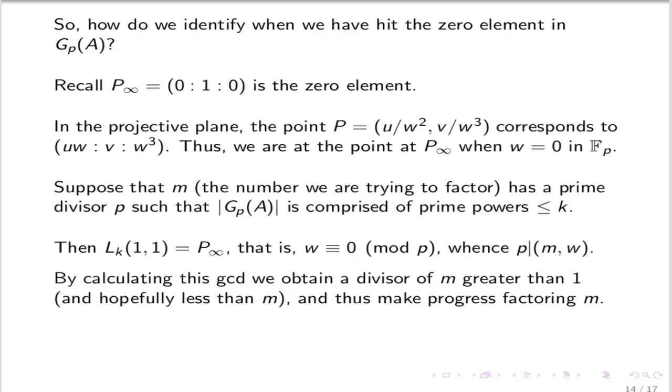So how do we identify when we've hit the zero element of our group? So recall the zero element on your elliptic curve in the projective plane is the point (0, 1, 0). So we are calculating values of this type here, u over w squared comma v over w cubed. And in the projective plane, put the colons in here, that would correspond to this point, and then I just cross multiply through by w cubed, and so we get (uw : v : w cubed). So when am I at the point (0, 1, 0)? We're at that point precisely when w equals 0 in the finite field Fp.